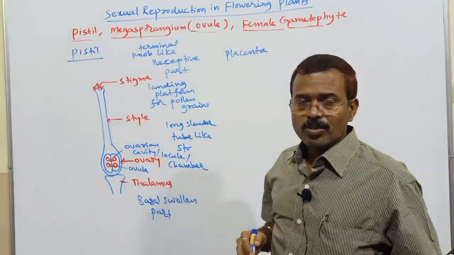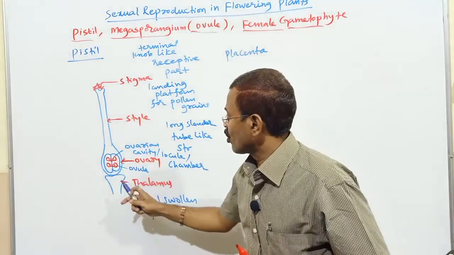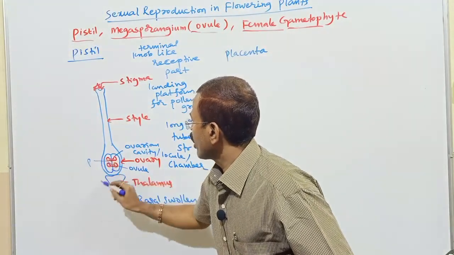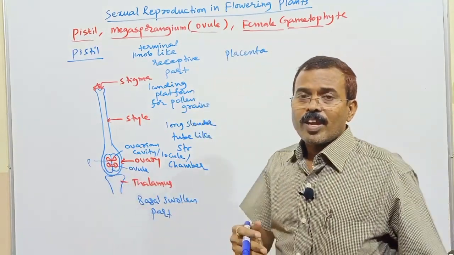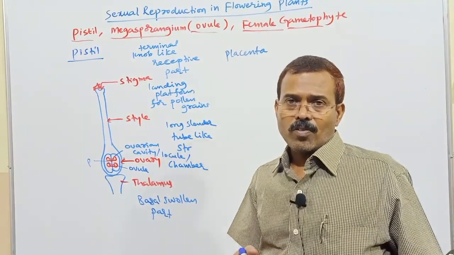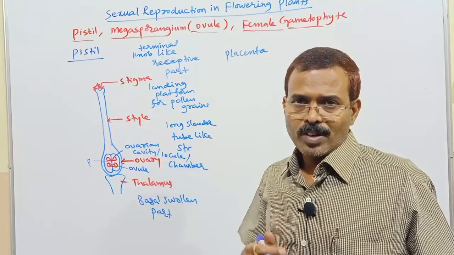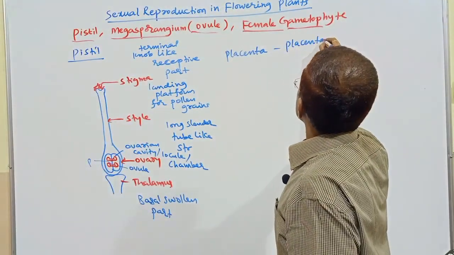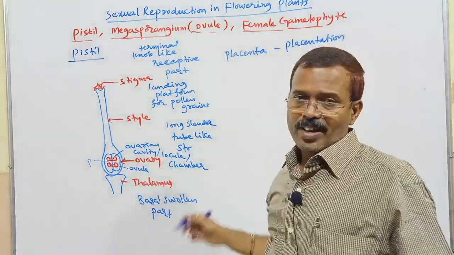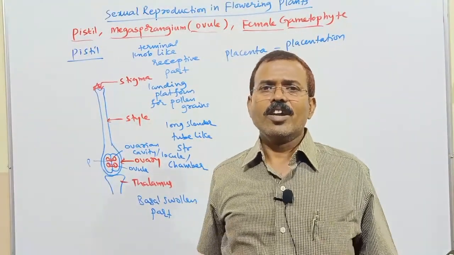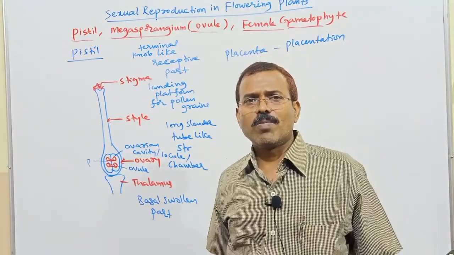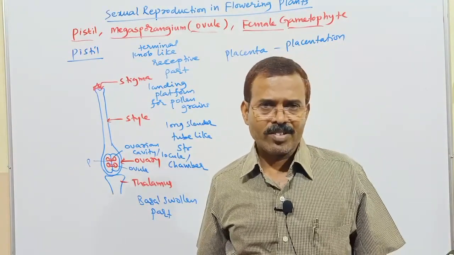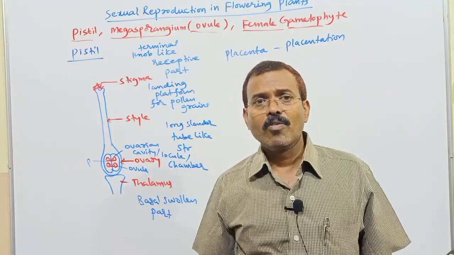Placenta is a fertile tissue which holds the ovules. So this structure is called the placenta. The pattern of arrangement of placenta bearing ovule is called placentation, which we have learnt in first year: marginal placentation, axile placentation, free central placentation, basal, parietal placentation. So we have learned different types of placentation.